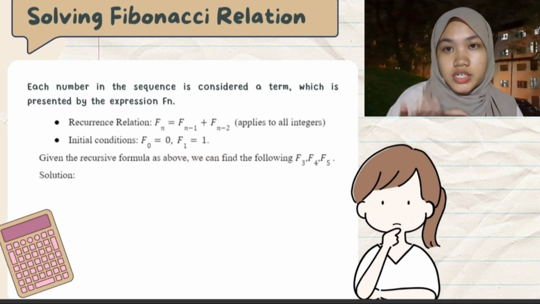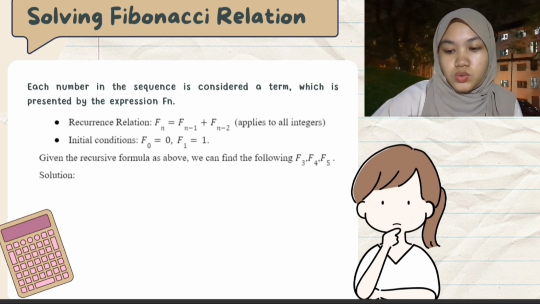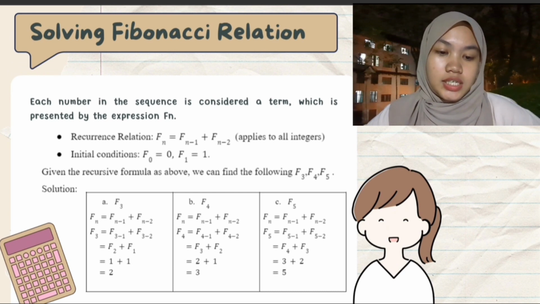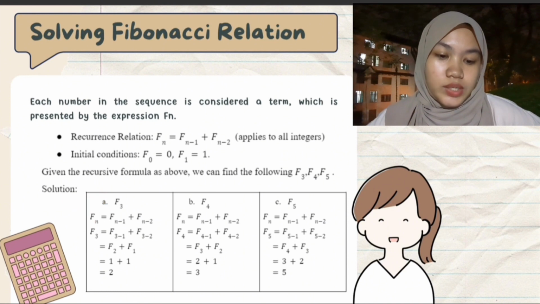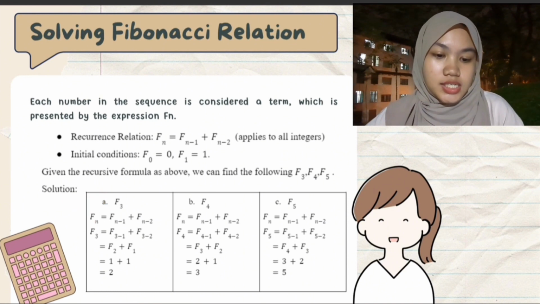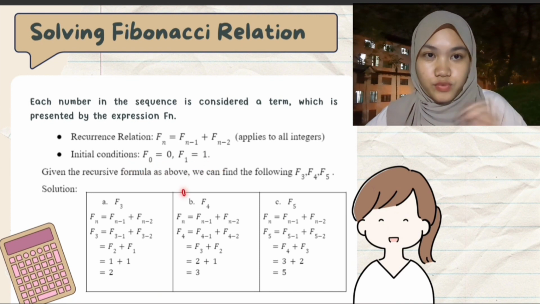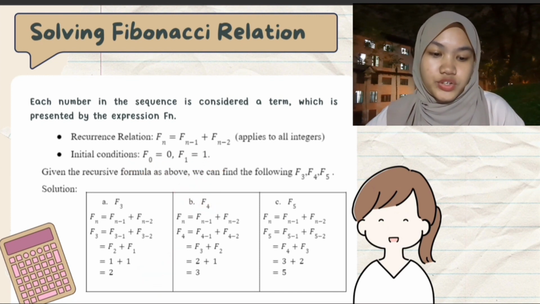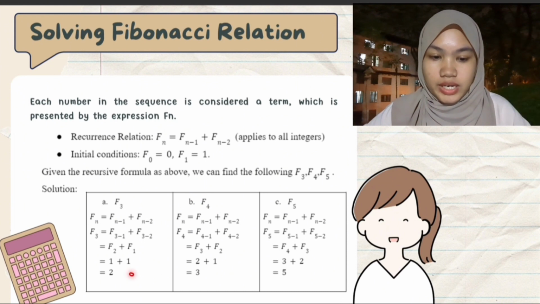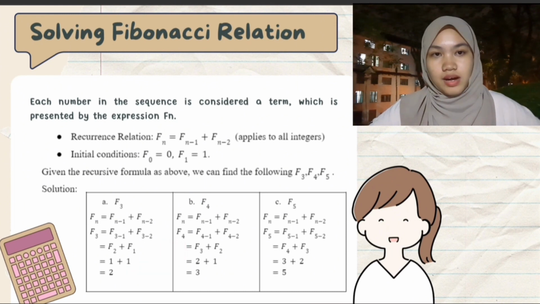By using this recursive formula, we can find the following f3, f4, and f5. Let me show you the solution. For f3, you can just substitute 3 for n, and then we can solve it by using the initial conditions. For f4, we need to use the value of f3 to find f4, and likewise for the following f5, f6.